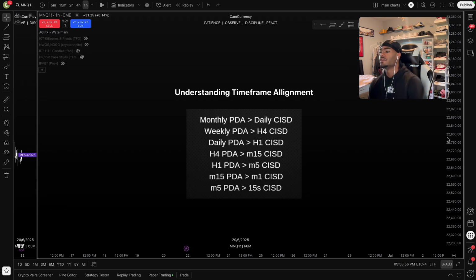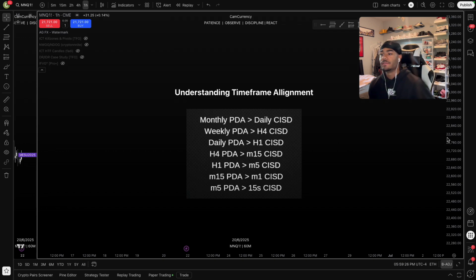So firstly, this chart right here that I have is basically just breaking down what time frame alignment is and each time frame and how it aligns in correlation to each other. So the monthly, if you're looking at the monthly, you would go to the daily. Looking at the weekly, you go to the 4 hour. The daily, you go to the 1 hour. 4 hour, go to the 15-minute. The 1 hour, go to the 5-minute. 15-minute, go to the 1 minute. 5-minute, go to the 15-second, and so forth. 1 minute, 5 second, I wouldn't really recommend going beneath that. However, it is there if you want to use that.